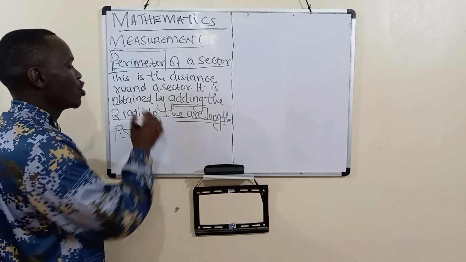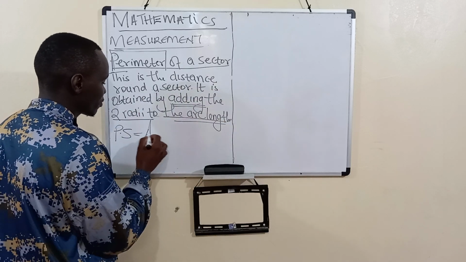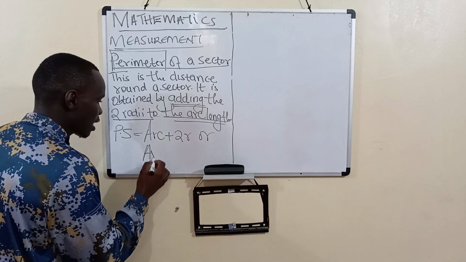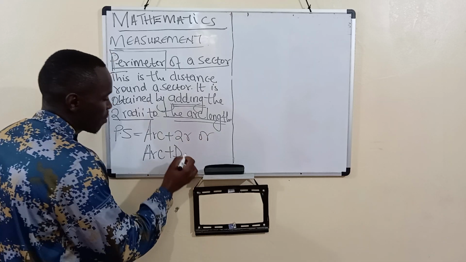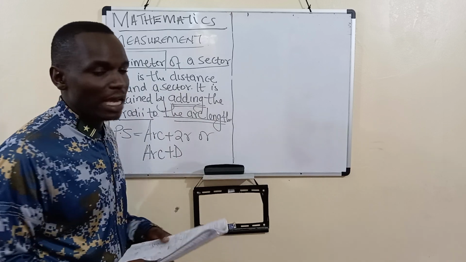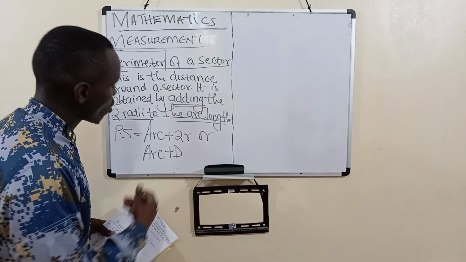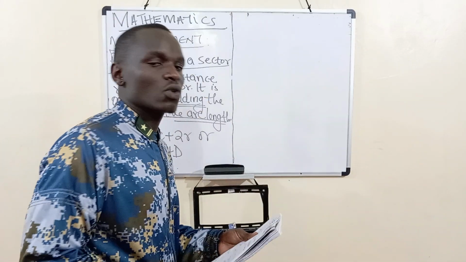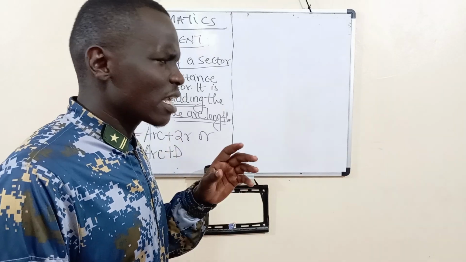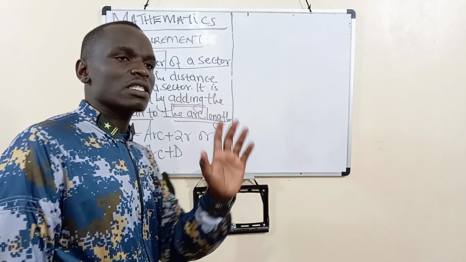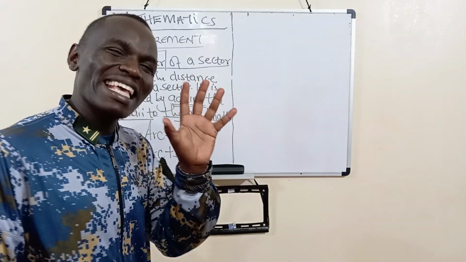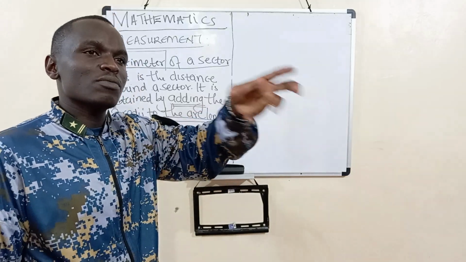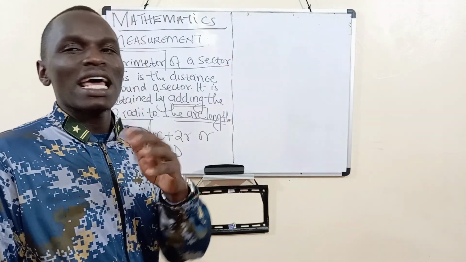The perimeter of a sector is given by the arc length plus the two radii, or the arc length plus the diameter. Again, why are we talking about two radii, or why are we talking about diameter? Now, let us start with an example so that we can understand better. A sector is a fraction of a circle, a fraction that has been obtained from the main circle, or rather the circumference.